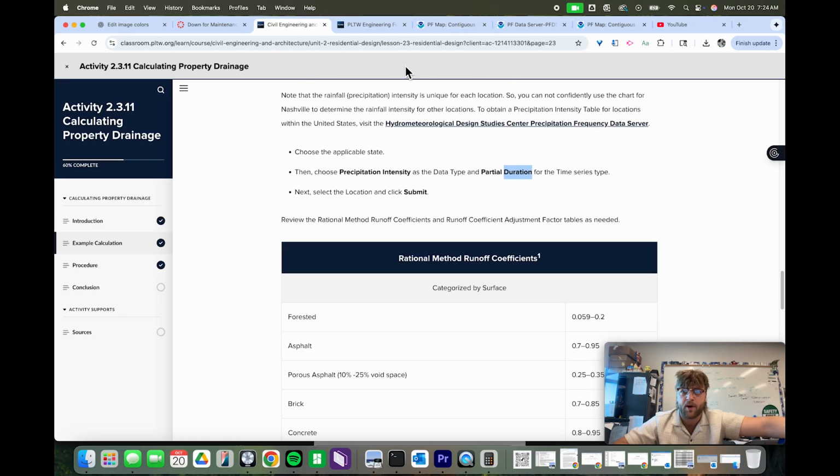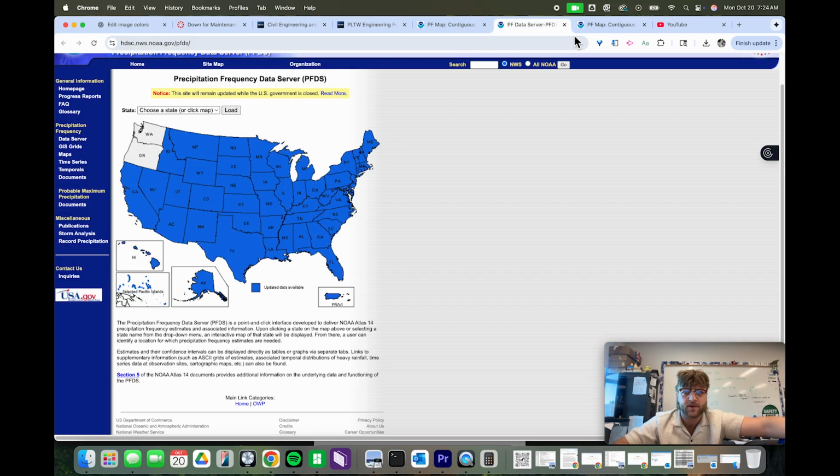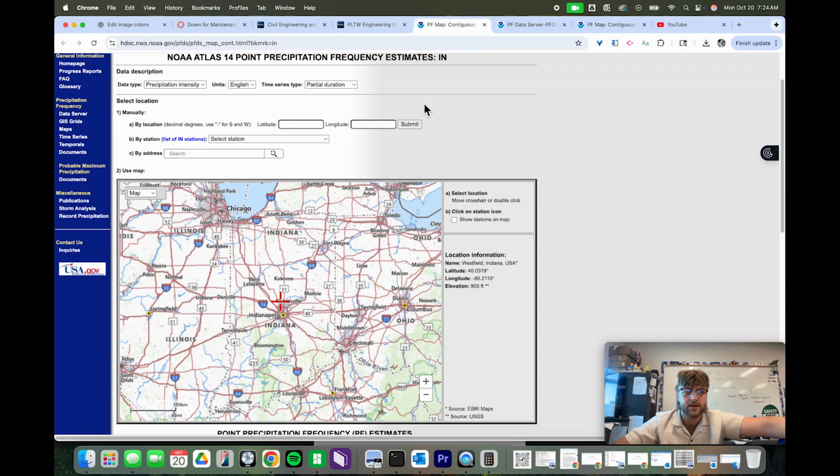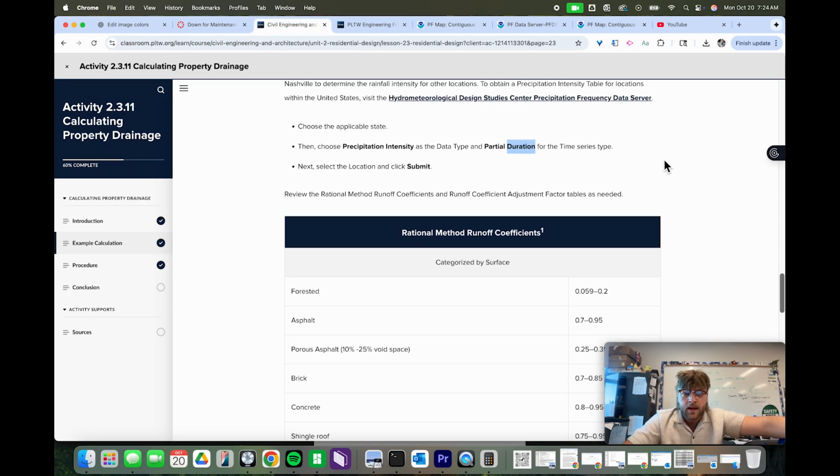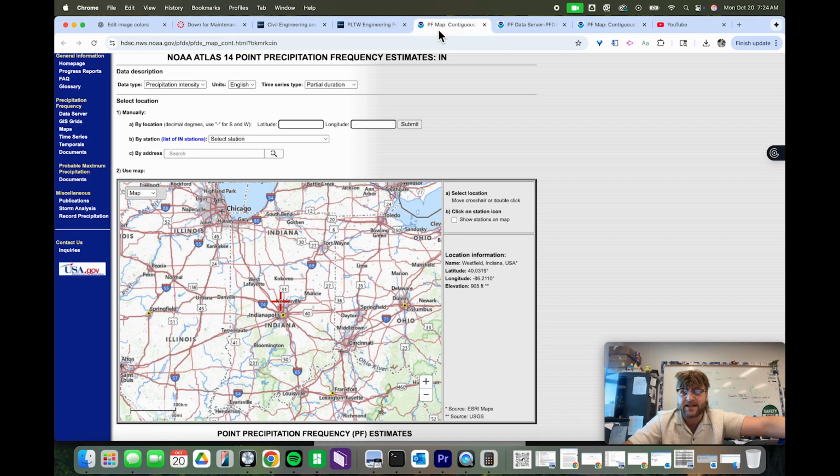And partial duration. So partial duration. Let's go back to this partial duration. Yep, nice for the time series type. And then, seems that we're bugging out here. Let's try that again. Okay. Next, select the location and then click submit.